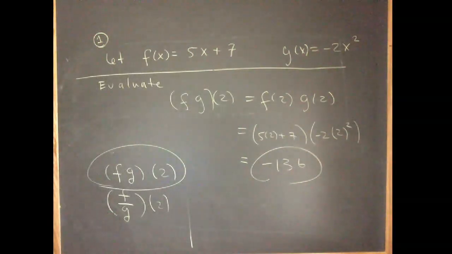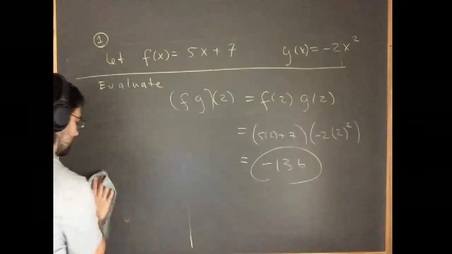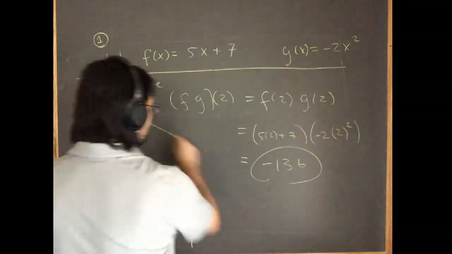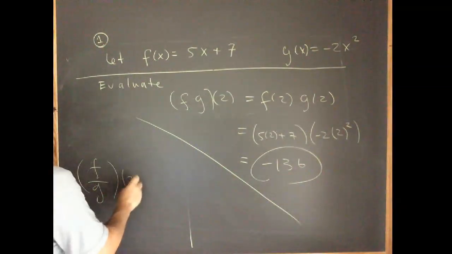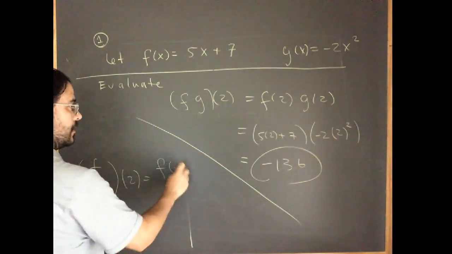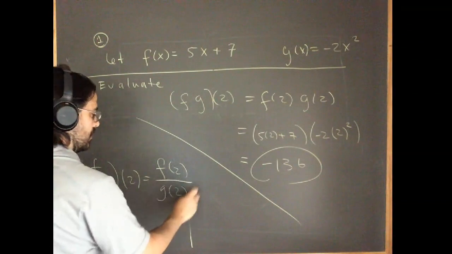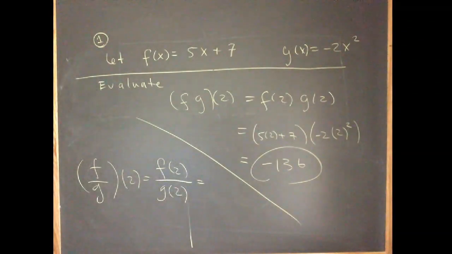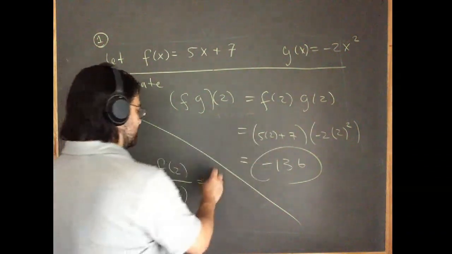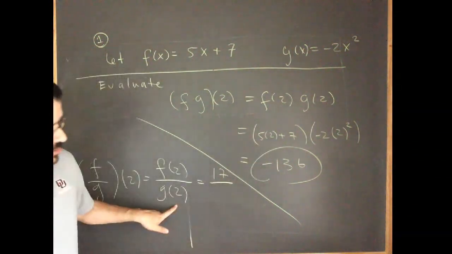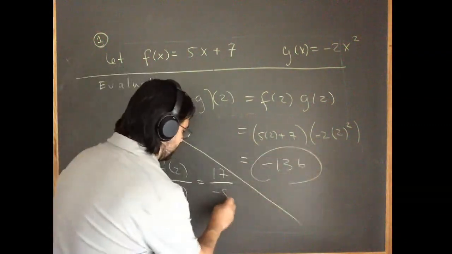Let's now do f divided by g at 2, okay? What do we get for f divided by g at 2? So let me know in the chat, and then we'll do it here on the board. Looks like everybody's getting through this pretty quickly. Okay, perfect. Yeah. So f of 2 was the 17, and g of 2 was the negative 8.